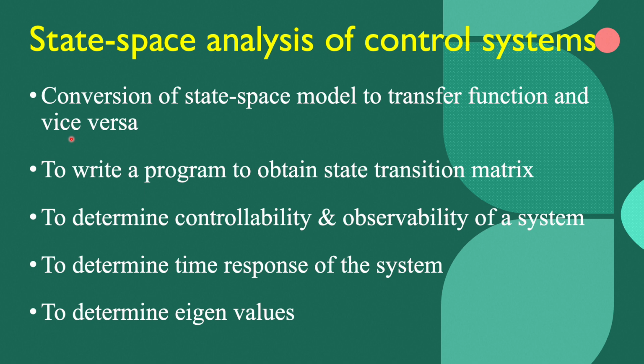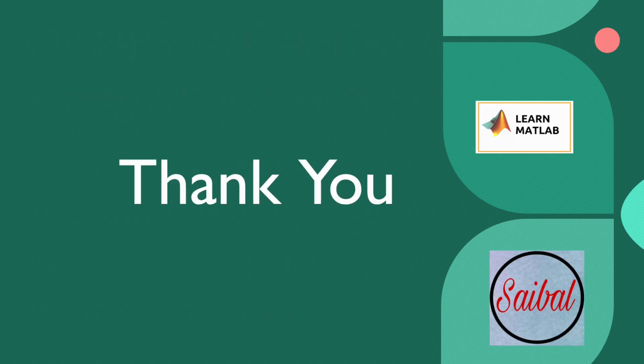Next, to determine the controllability and observability of the system, we take one state space model and we try to find out whether the system is controllable or not, whether the system is observable or not. If you try to use formulas with pen and paper, it will take lots of time, but MATLAB gives you the result in a fraction of a second. Next, we determine the time response of the system, and last we will find the eigenvalues from the state space model.